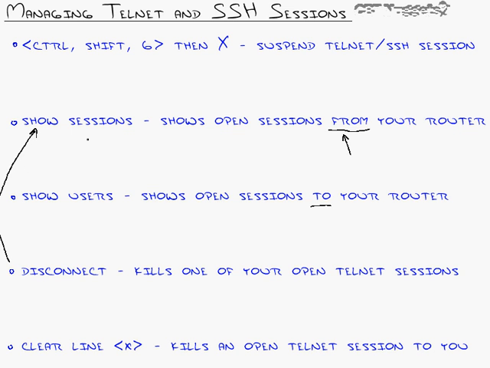Meaning if I'm doing a show sessions and I want to disconnect one of my telnet sessions, I can use the disconnect command. The clear line is tied to this one right here. Meaning if I see a user that's telnetted to my router and I want to kick them off, like, what are you doing on my router? And I want to kill them. Well, not literally, but kill their session. I can type in clear line and whatever, and it'll kill an open session that is to your router.